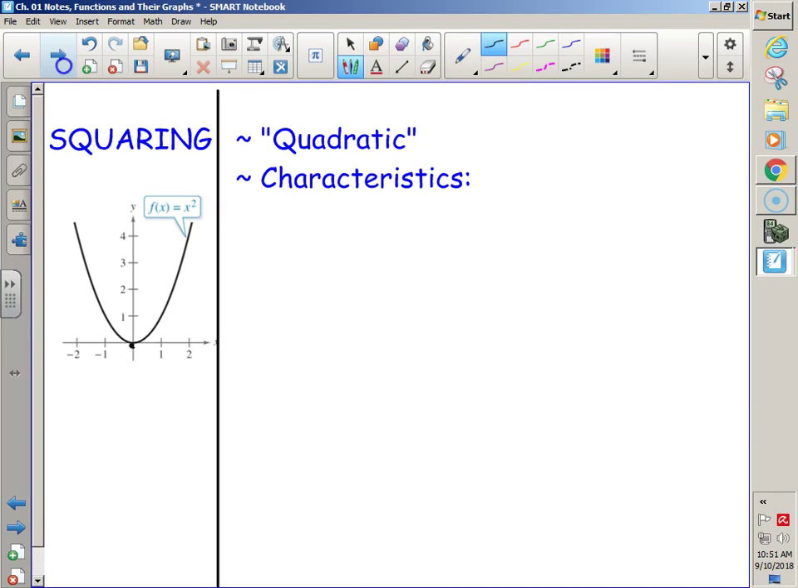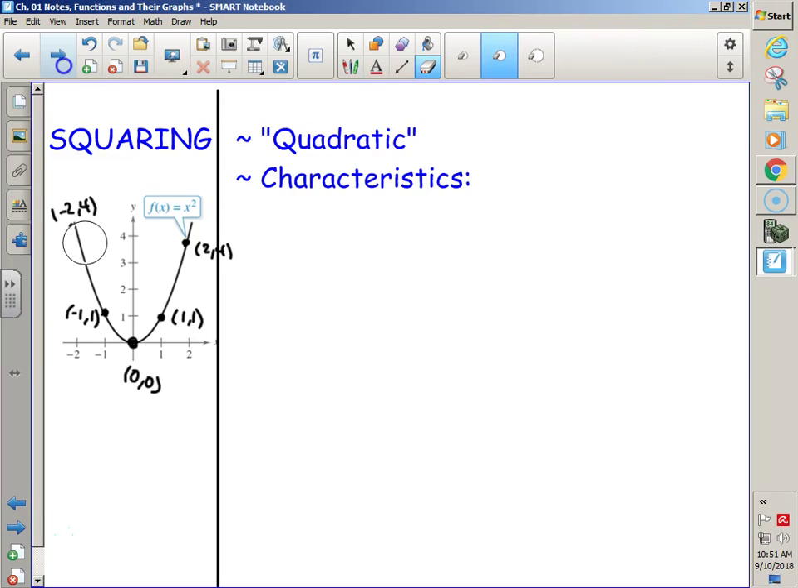hits the origin at 0, 0, has the points 1, 1, negative 1, 1. We could keep on going. 2 squared is 4, so 2, 4. Negative 2 squared is 4. You might not know why I'm putting the points, but I'm just letting you know it's super helpful. Why is this so much higher than the other? I have no clue, and I apologize. There we go. That's better.